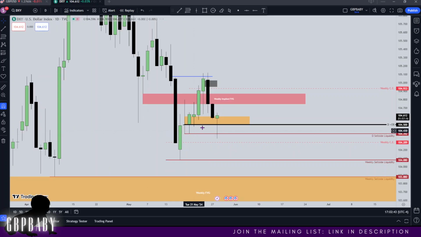Now, in yesterday's video, I was saying I'm watching this closely, and if it gave way, then we'd likely run for these lows. And as you can see, that's precisely what happened today. But yeah, quite a cheeky move by dollar, and I will explain why as we get into things.